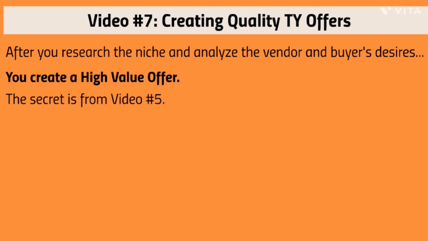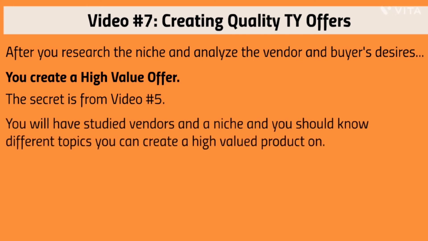So the secret is from video number 5, where we talked briefly about finding vendors to piggyback on. In doing so, we were able to study the vendors and a niche, and you should know different topics that you can create a high value product on. Remember, it's not about creating something that the vendor has already created. It's about creating something of high value that is not in direct competition, but is related in some fashion, whereas the vendor will actually say yes.